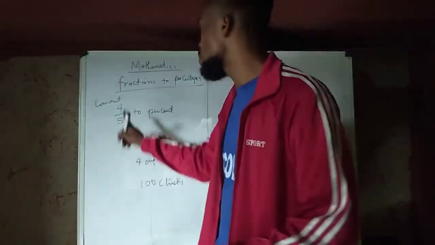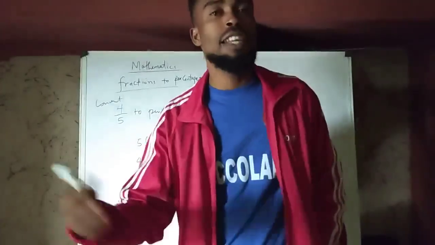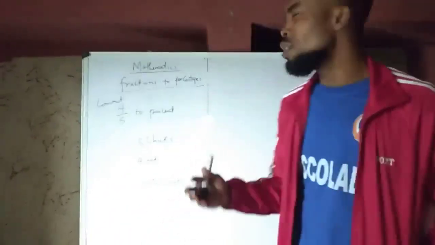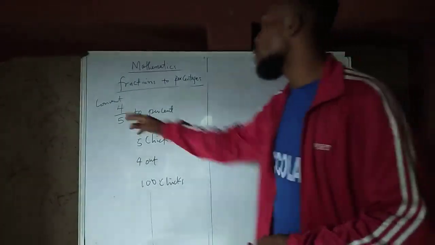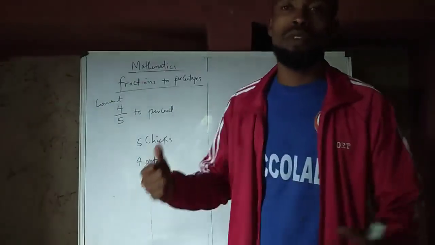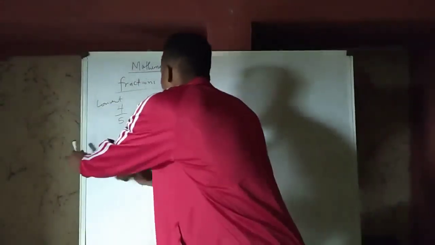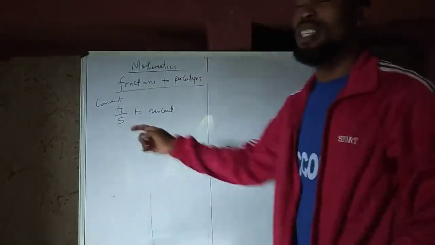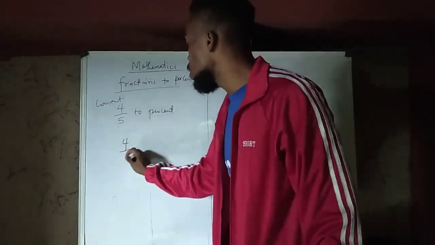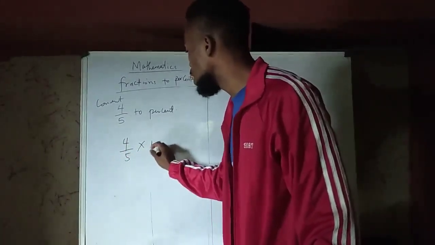They can ask you to express 4 over 5 as a percentage. So you're just going to be wondering, if there are 4 in 5, how many should I take out of 100? Now, this is simple. All we just need to do in this case is 4 over 5 multiplied by 100. Finish.